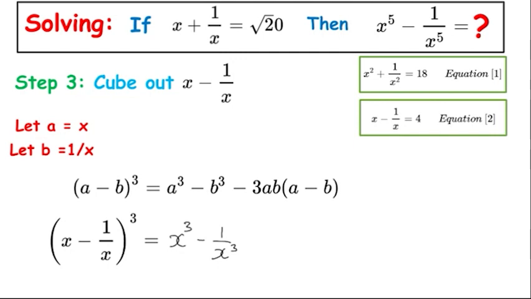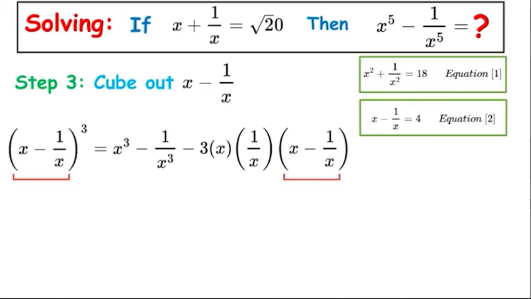Okay, so we have the two terms completed here. Now let's do the final combination, and we'll have minus 3 by a replaced by x, b replaced by 1 over x, and again the difference, which is equivalent to equation 2 result. Right, so now it's starting to simplify. So we're going to cube this up, and we're going to replace the x minus 1 over x with the 4 again. Okay, so let's see how it works out.